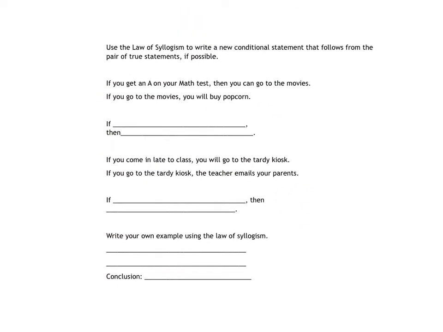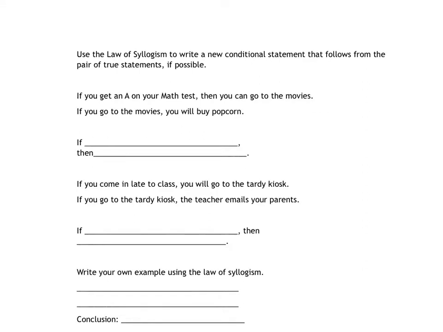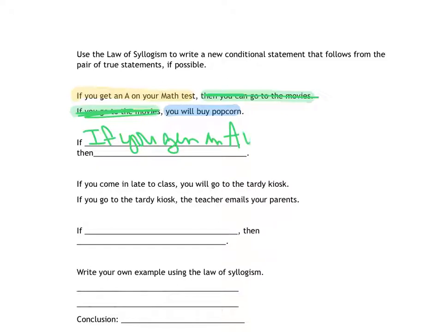Now you have to actually practice writing them, and then you're going to write your own. You're going to write a new conditional statement that follows from the pair of true statements. So let's do exactly that. If you get an A on the math test, then you can go to the movies. If you go to the movies, there's the repeat, you will buy popcorn. So we take out the middle repeat and go with the if and the then that are left over: if you get an A on your math test, then you will buy popcorn.